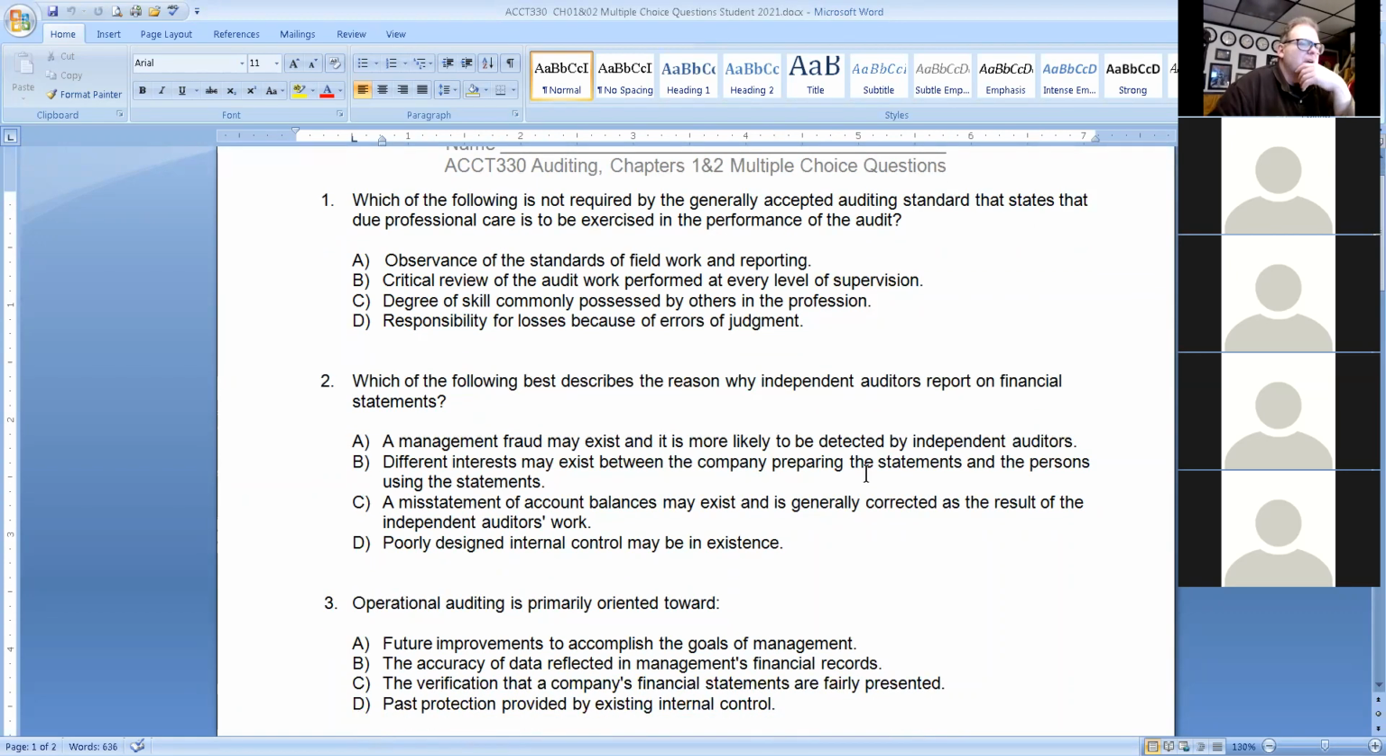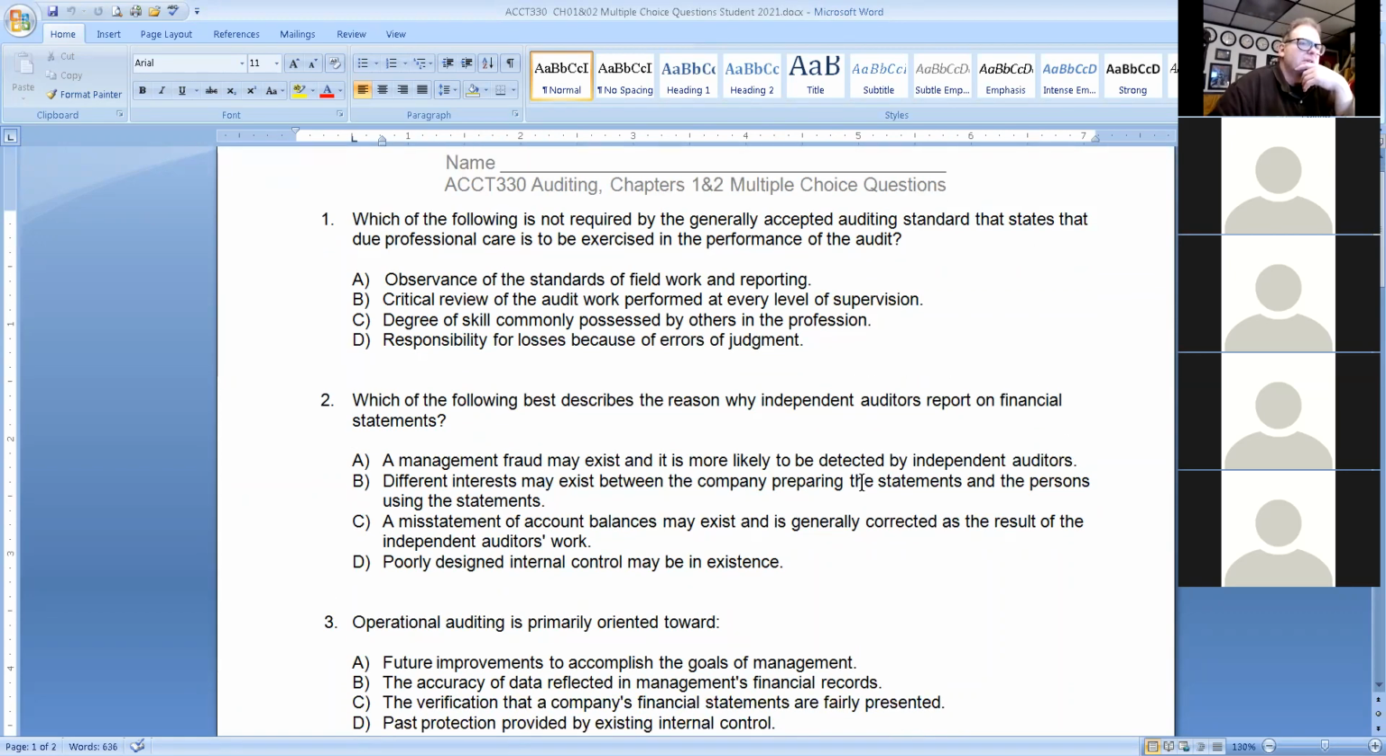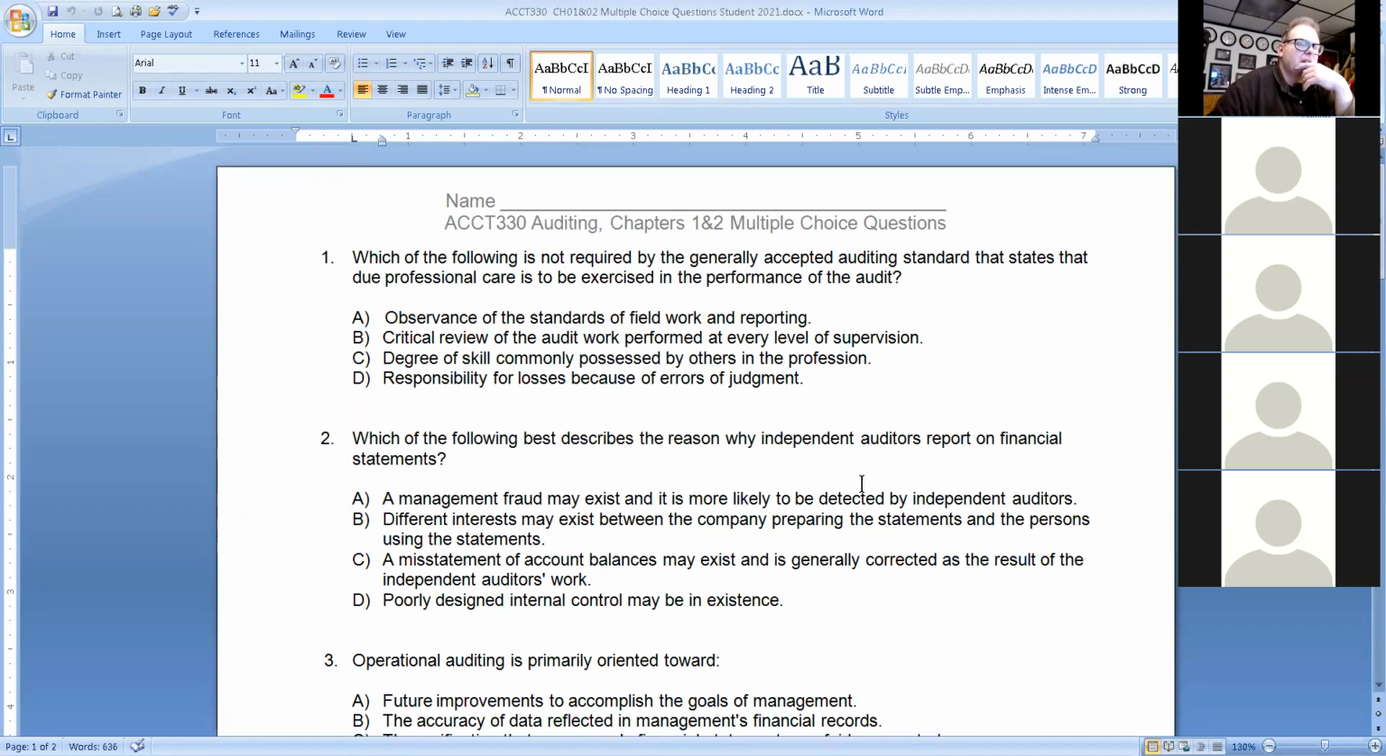And some of these questions are somewhat easy. Some of them are more difficult. And it's like the real CPA exam. The real CPA exam, they have easy questions and more difficult questions. The easy ones are worth 1 point. The difficult ones are worth 2. So some people think that they're all worth the same amount. They're not. If it's a more difficult question, you get more points for it. Less difficult, you get less points for it.